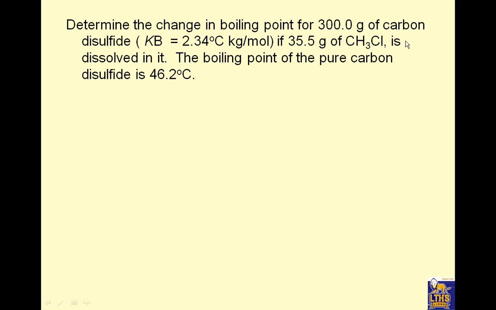All right, so determine the change in boiling point for 300 grams of carbon disulfide, which has a Kb of that, if 35.5 grams of CH3Cl is dissolved in it. This is molecular, all covalent things, right? So we're talking about boiling point, so the change in temperature is going to be equal to the Van 't Hoff constant times the Kb times the molality of the solution. Well, molality is moles of solute per kilogram of solvent. So we need to change 35.5 grams of CH3Cl into moles.